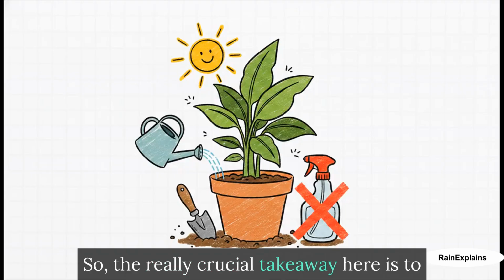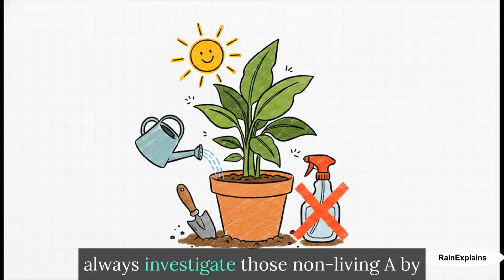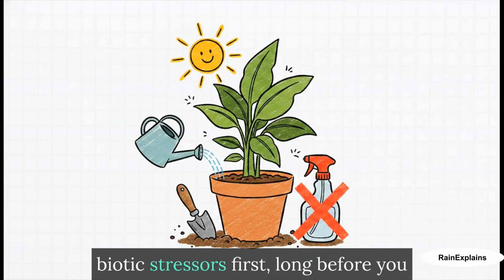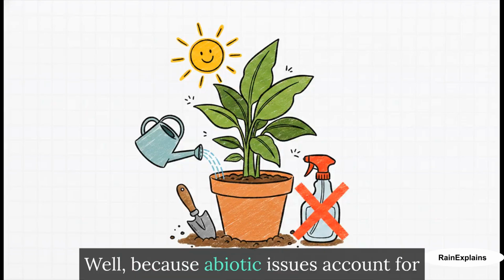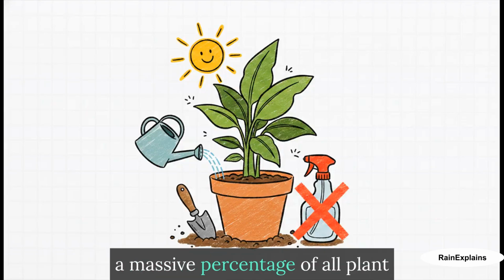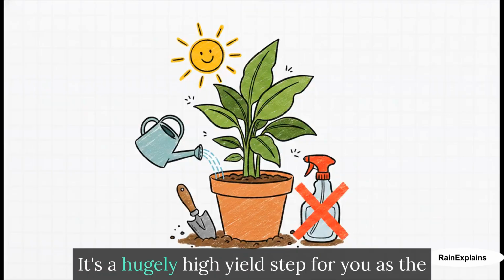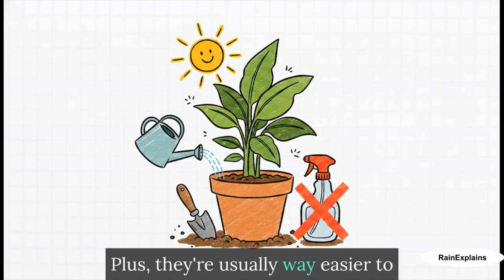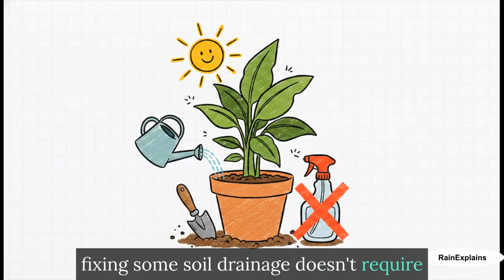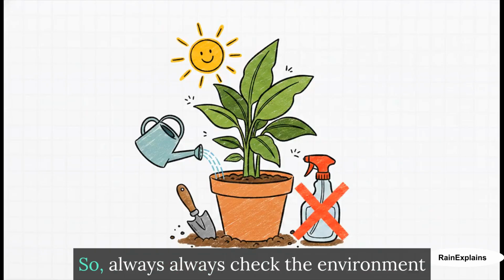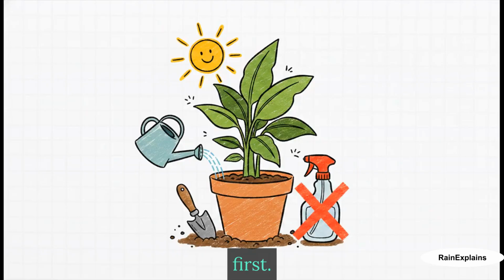So the really crucial takeaway here is to always investigate those non-living abiotic stressors first, long before you assume your plant got some contagious infection. Why? Well, because abiotic issues account for a massive percentage of all plant problems. It's a hugely high-yield step for you as the home detective. Plus, they're usually way easier to correct. Adjusting your watering schedule or fixing some soil drainage doesn't require unnecessary chemical treatments. So always check the environment first.